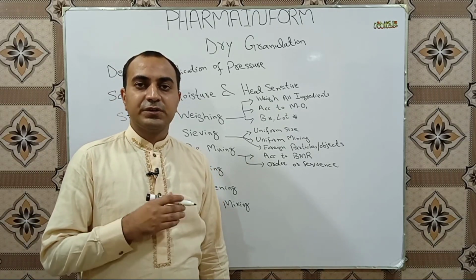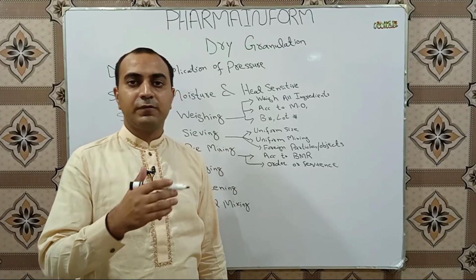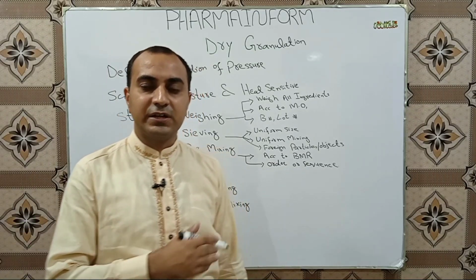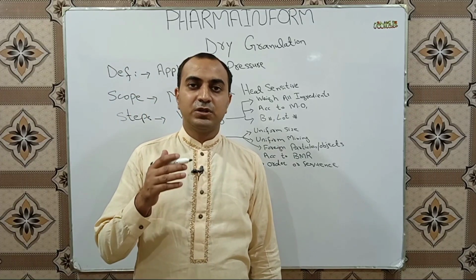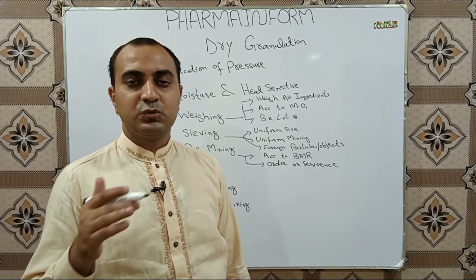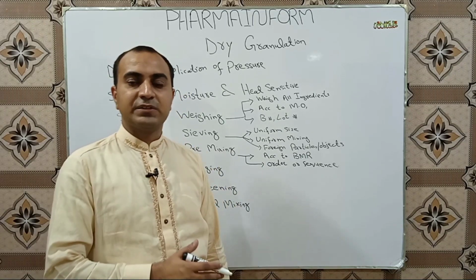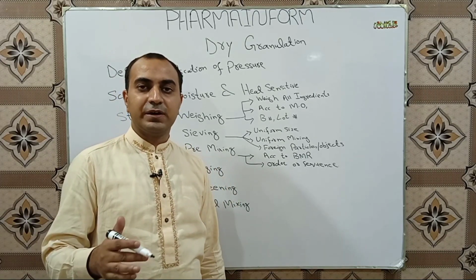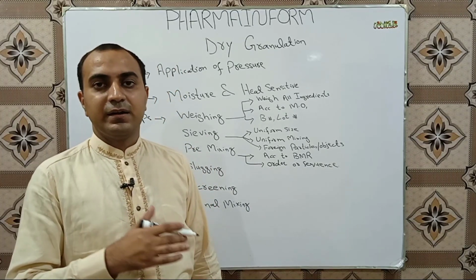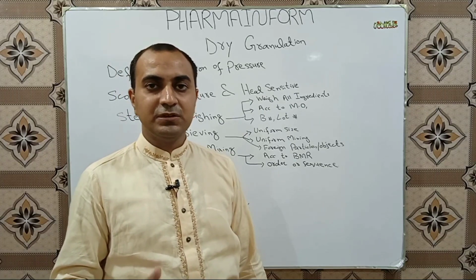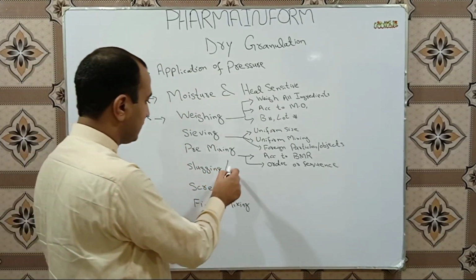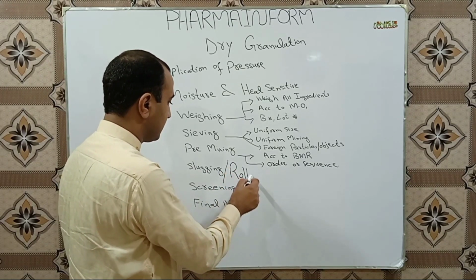So a common question is how our fine powders are converted into granules by using the dry granulation method. The answer is that in dry granulation we use two steps or two methods to convert fine powders into granules. One is slugging and the other is roller compaction. You can see slugging or roller compaction.